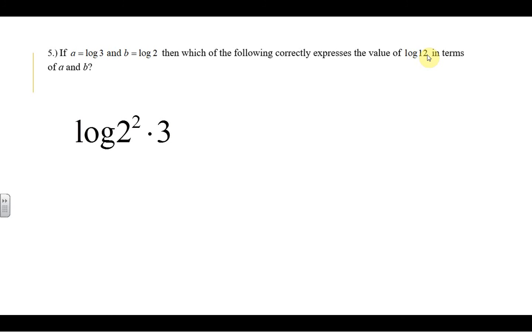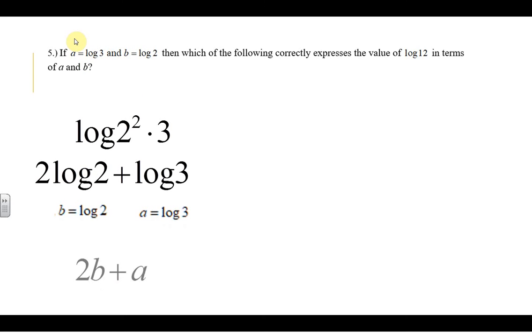So then, if we write it with log properties, I see multiplication, so I split it up with the positive. That 2 had an exponent, so that popped out front. Now, they're telling you log 2 is b, so a b can go in there. Log 3 is a, so an a can go in there. So that expression is equivalent to 2b plus a.